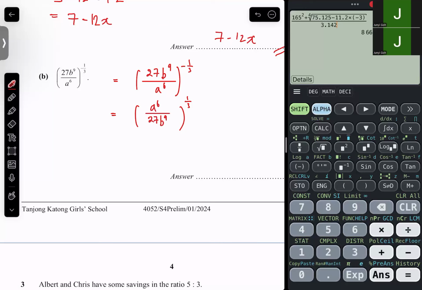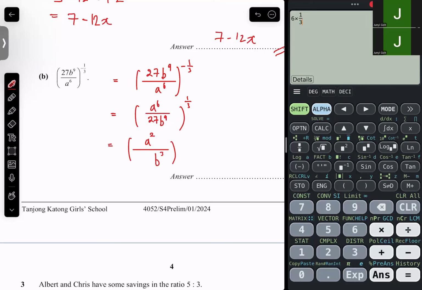What are some of the common mistakes that I have seen a lot of students make? When we bring in the powers to the indices, this will be a squared. How do I get a squared? 6 times 1/3, power multiplies. So a squared over b9. Sorry, 9 times 1/3, which is b cubed.